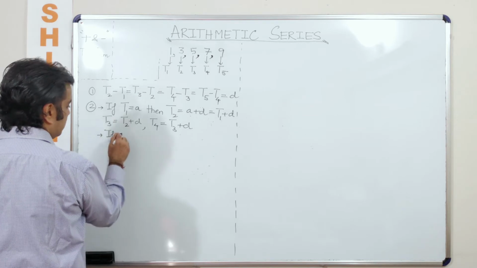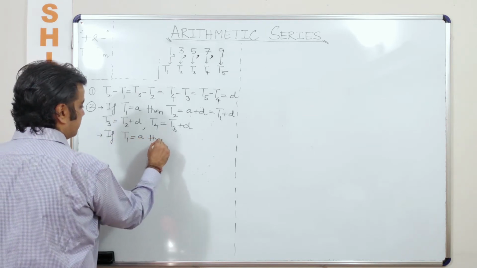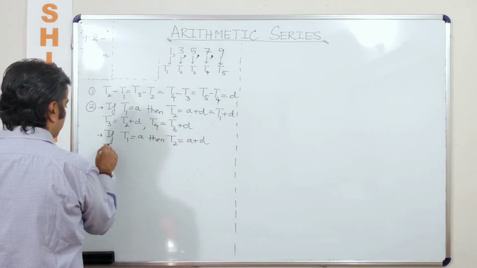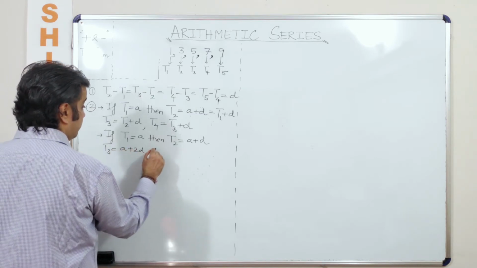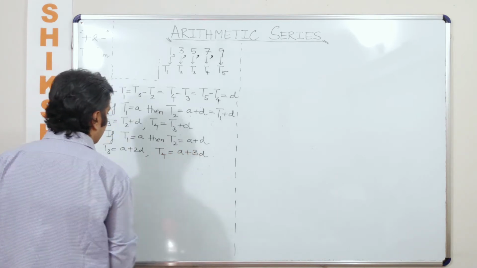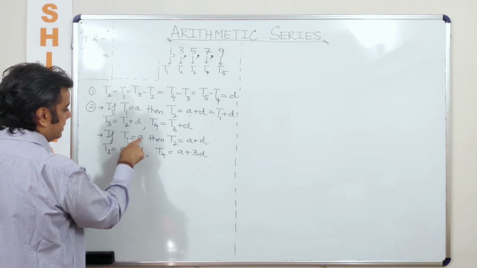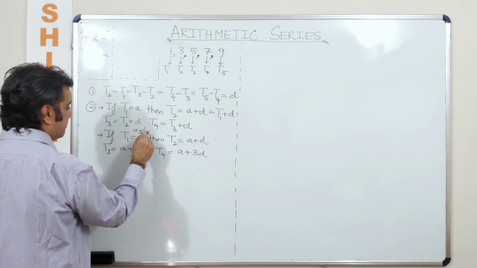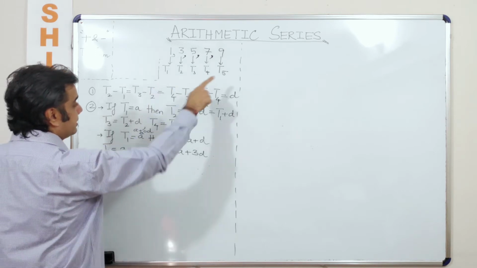Let's say this is the second discussion now. If the first term is A, then the second term is A plus D. The third term here is A plus 2D. The fourth term here is A plus 3D. And to write this in a proper manner now, the first term I could have written as A plus 0D. So from here you can extrapolate and you can say the nth term.